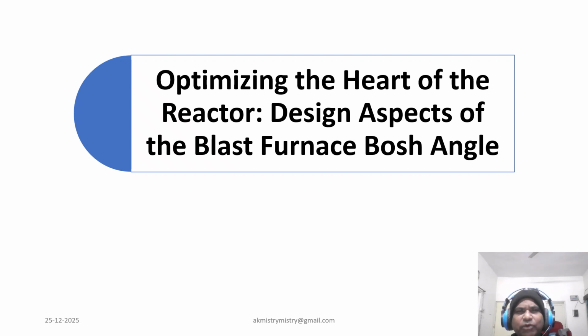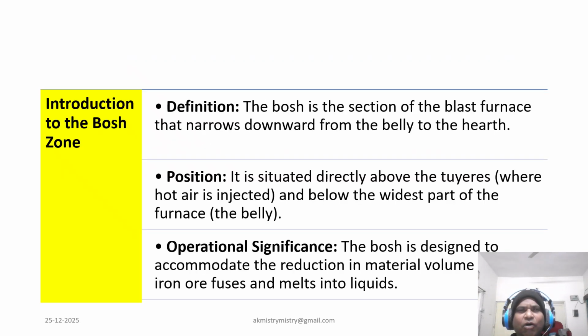But why does it narrow? Its primary operational significance is to accommodate the massive reduction in material volume that happens as solid iron ore fuses and melts into liquid metal and slag. So why is the specific angle of this narrowing so important?